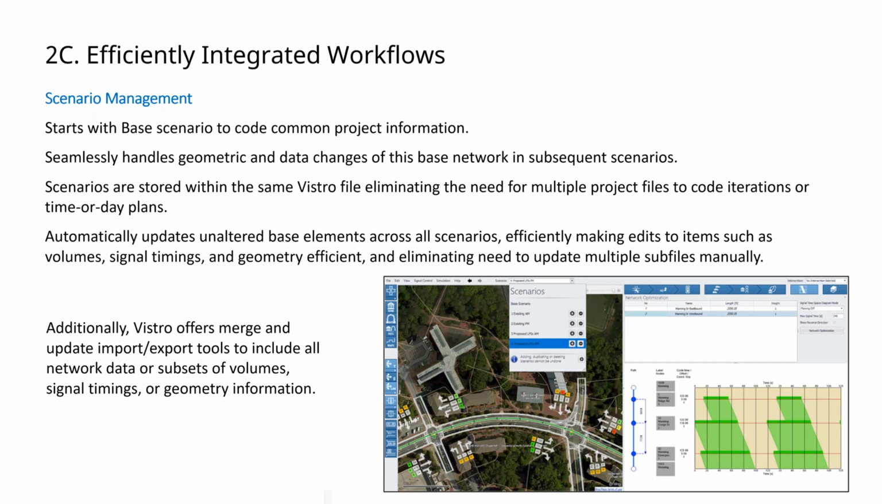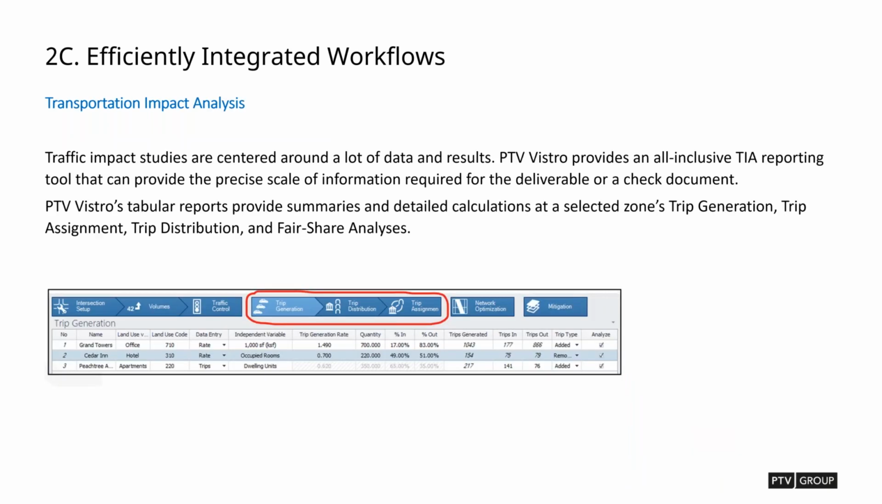Basically, anytime your geometry changes, your volumes change, or your signal timings change, you will create a new scenario or duplicate an existing one and modify it. And all of that can be stored within one file. We also have some nice tools to help you make modifications in mass, like adding growth factors for a certain scenario. When it comes to TIAs, just quickly, where I circled in red is where in the software you do your trip generation, distribution, and assignment.